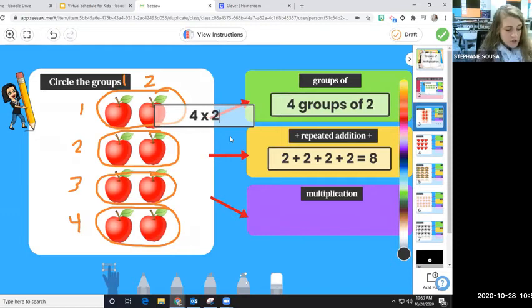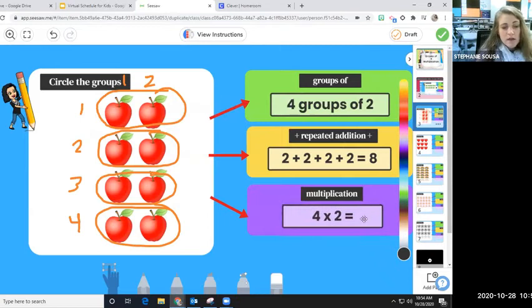4 times 2. Here's where another very large confusion was. The answer to your repeated addition sentence is the same as your answer to the multiplication sentence. If they are ever different, you made a mistake. These number sentences describe this picture. So it doesn't make sense if we were to say one time the picture has 8 apples and another time it has a different amount. The answer is the same.